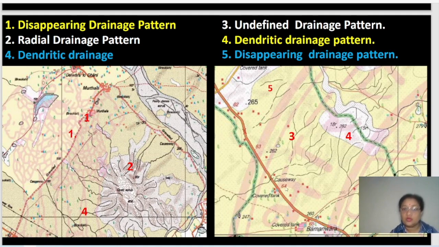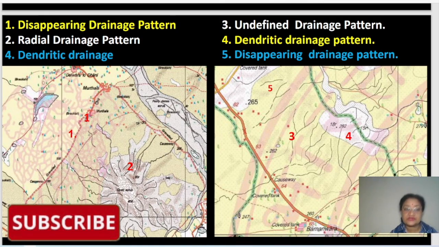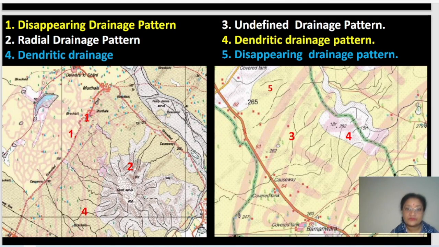And when we are talking about the dendritic pattern, what is a dendritic pattern? You can see here, number 4, it looks somewhat like the branches of a tree. Here also several streams are coming together and joining one stream. This forms a dendritic pattern. And what is a disappearing stream? Is this clear to you now? This is a disappearing stream. Then this is also a disappearing stream. Can you see this? Yes, broken lines are shown.